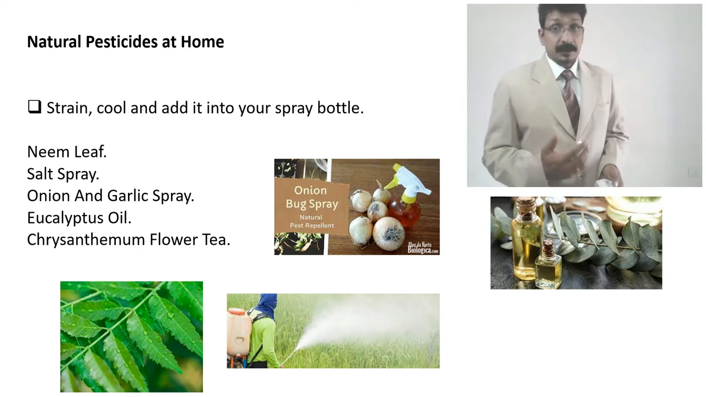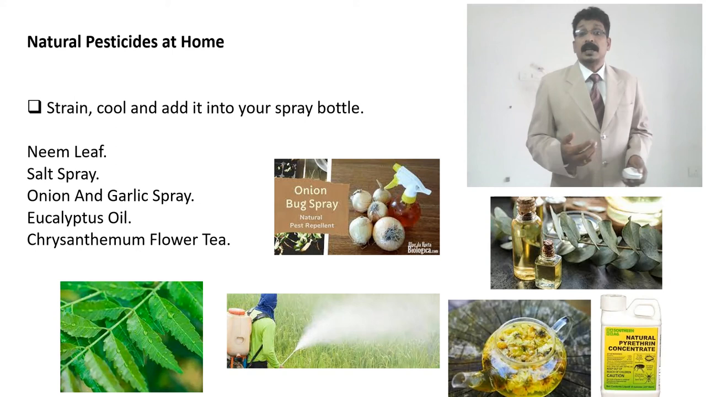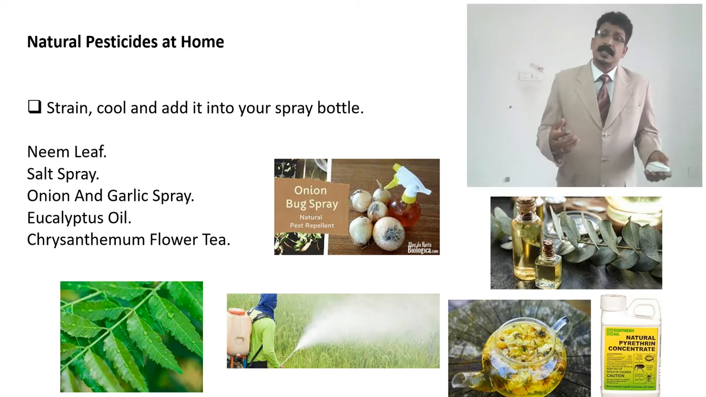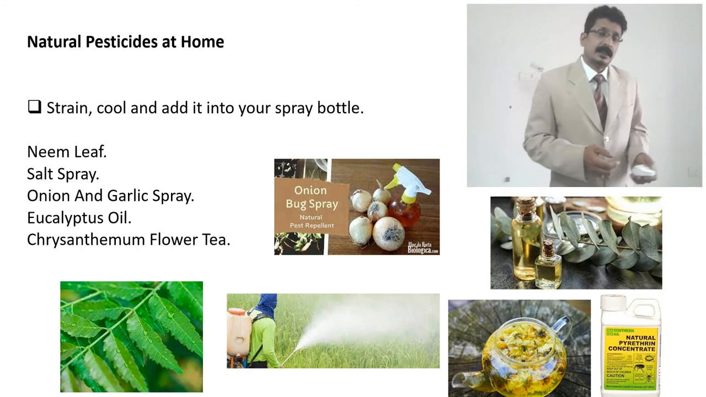And you can see chrysanthemum has pyrethrum, and pyrethrin is the main constituent present, which can kill various bugs and pests that are very threatening to the development of fruits and vegetables. It can be used as a natural pesticide, which is available in the market.